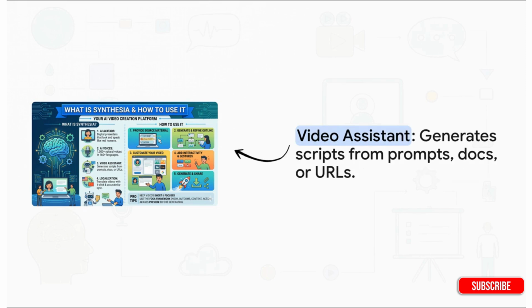All right, now for what might be the hardest part for a lot of people, writing the script. The third pillar is the video assistant, and honestly, it's a total game changer. You can give it a simple text prompt, upload a document, or even just paste a link to a website, and boom, it generates a whole video script for you, just like that.